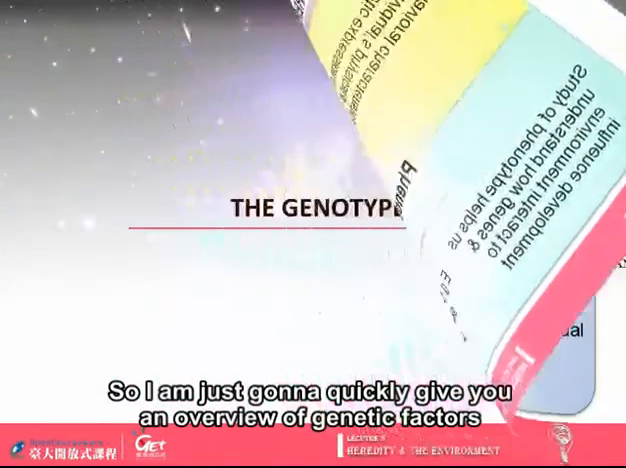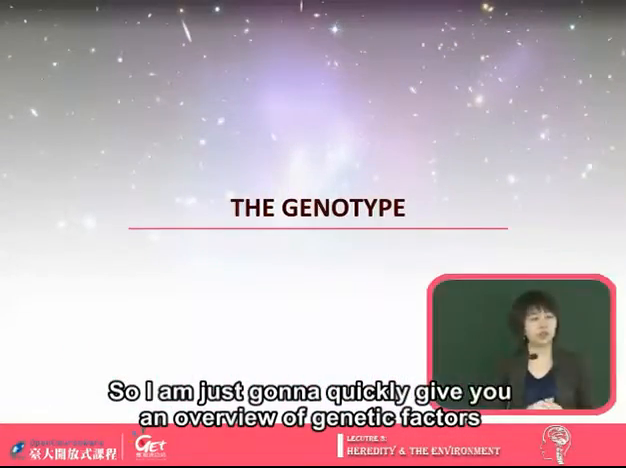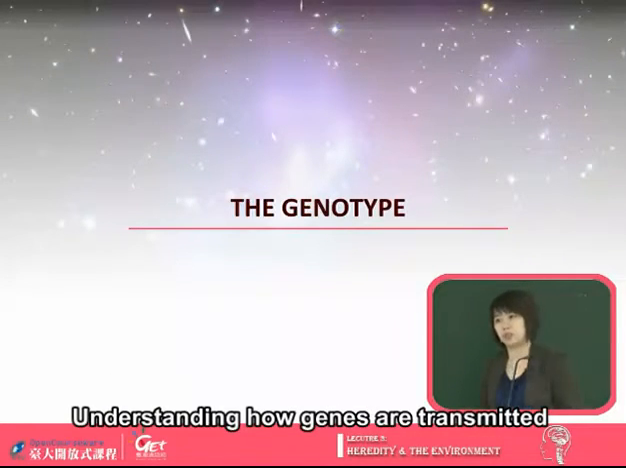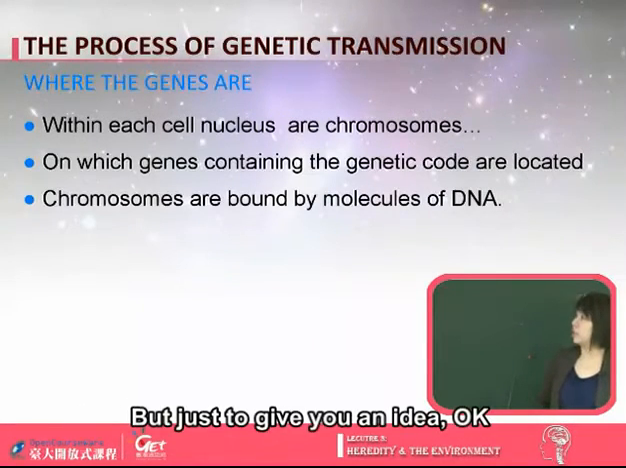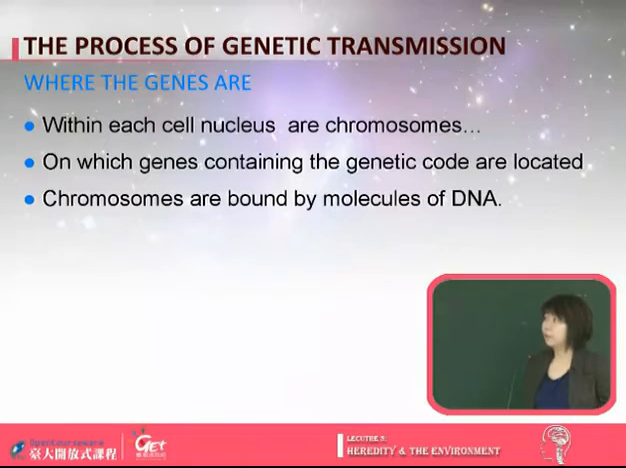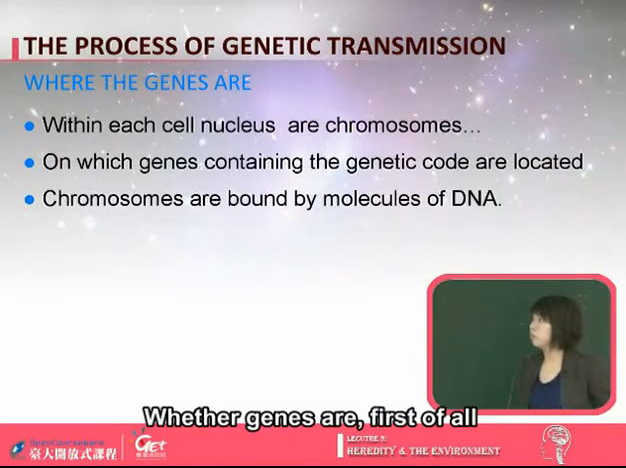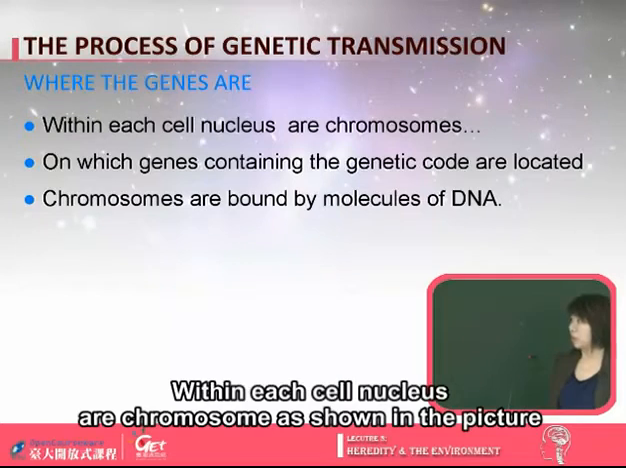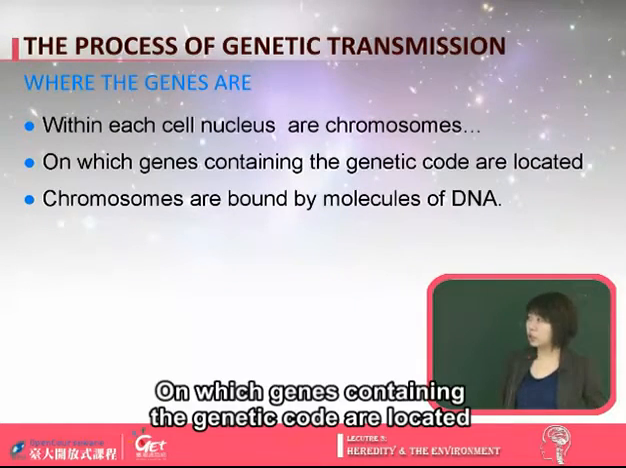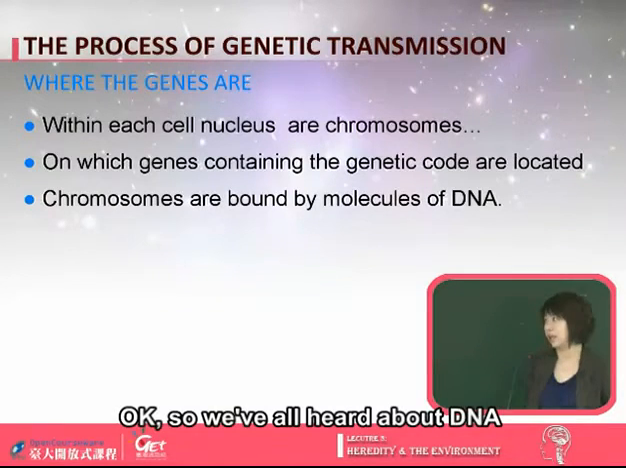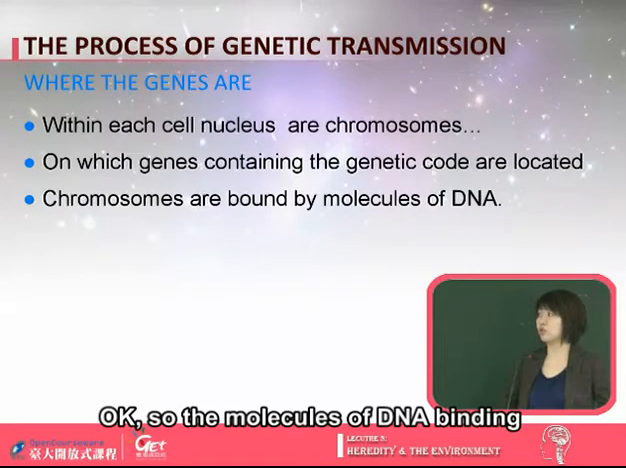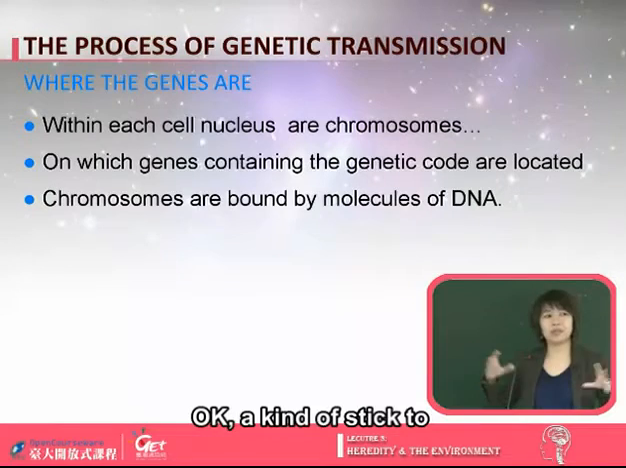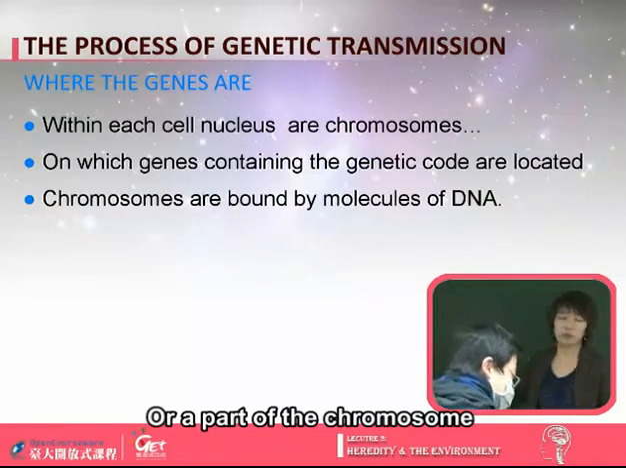So I'm just going to quickly give you an overview of genetic factors, understanding how genes are transmitted. You should have done this already in school, but just to give you an idea of where the genes are: first of all, within each cell nucleus are chromosomes, as shown in the picture, on which genes containing the genetic code are located. So we have all heard about DNA. Chromosomes are bound by molecules of DNA. So the molecules of DNA kind of stick to or are part of the chromosome.